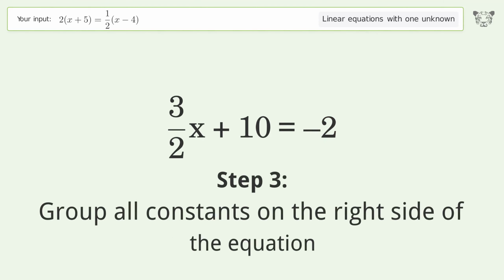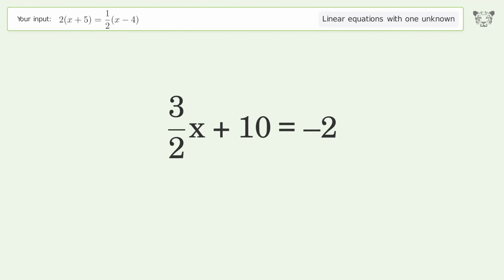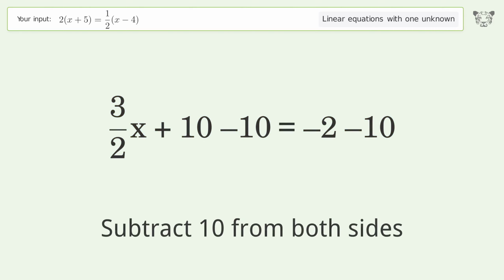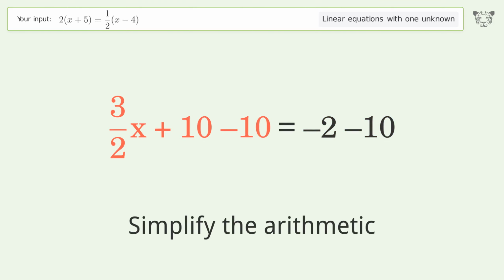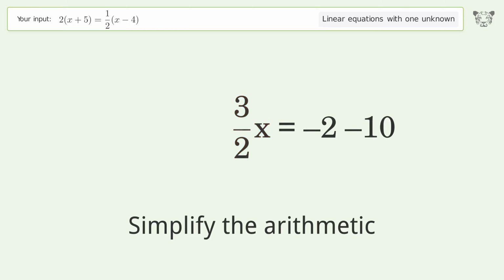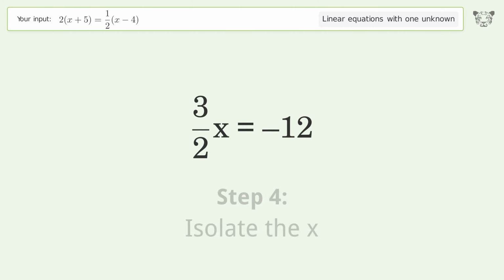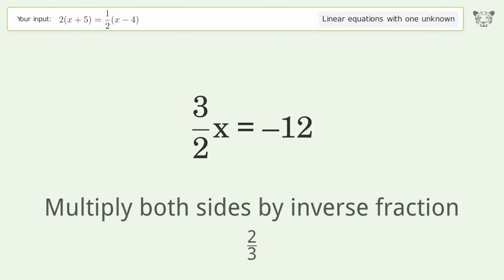Group all constants on the right side of the equation. Subtract 10 from both sides. Simplify the arithmetic. Isolate the x. Multiply both sides by inverse fraction 2/3.